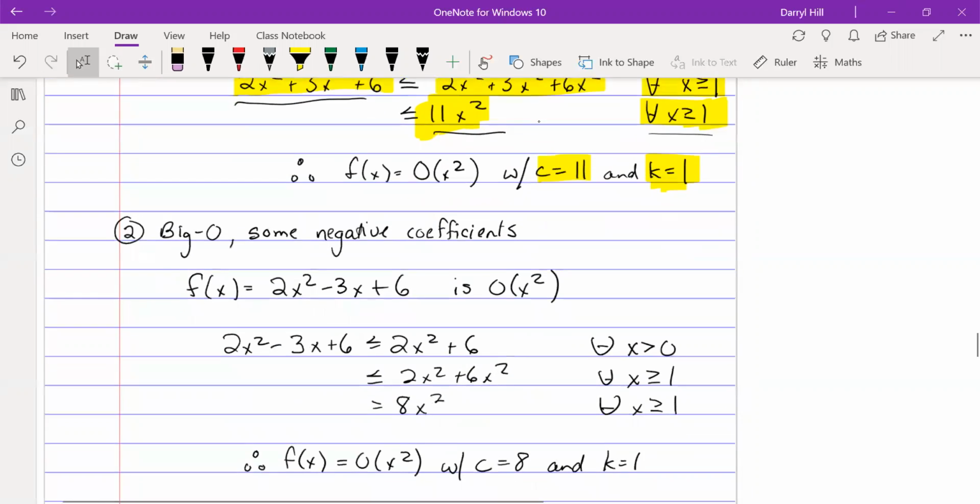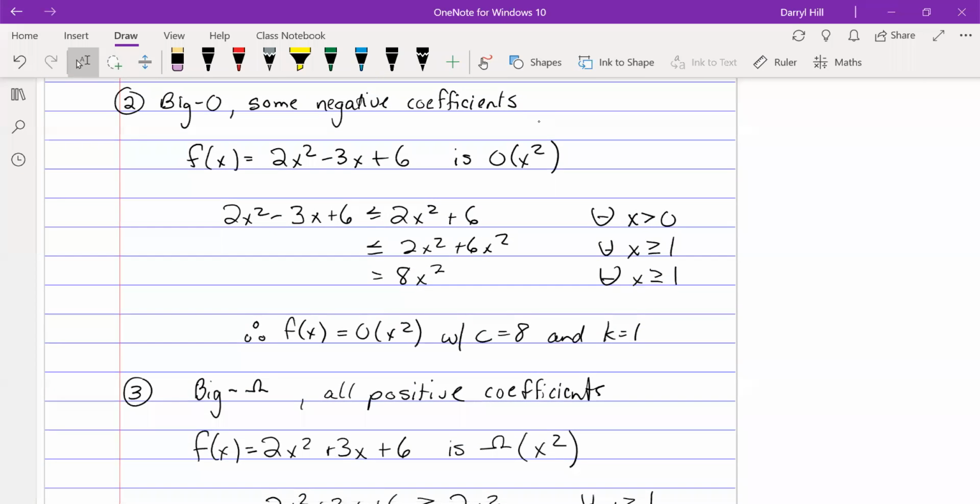Right, so that's the simplest version. Big O with negative coefficients is nearly as simple. So here we have 2x squared minus 3x plus 6. We can get rid of that negative term and say that it's less than or equal to 2x squared plus 6, as long as x is greater than 0. That's true. And then we could say that's less than this if we bump this 6 up to the highest polynomial, which is x squared. But that's true now for all x greater than or equal to 1. And then we just add them together. And so we have our k equals 1 and our c equals 8.